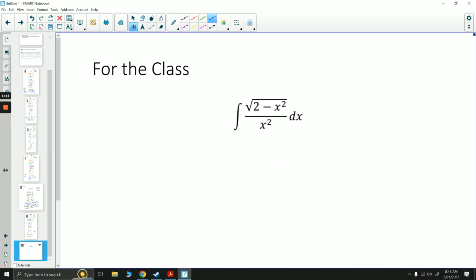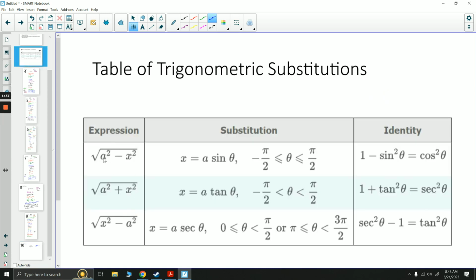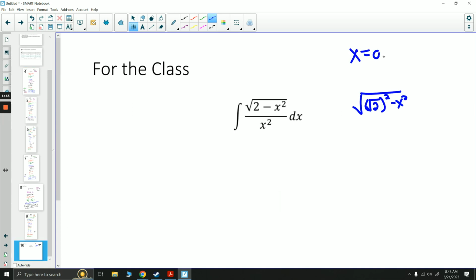So let's first talk about this one. The top here, this square root of 2 minus x squared, that's like saying the square root of the square root of 2 squared minus x squared, if you think about it, right? Because the square root of 2 squared would be 2. So we can write it like that. In that form, we go back here: we have a squared minus x squared. That's a sine theta. So we're going to use x equals a sine theta here. In this case, our a is the square root of 2. So we have x equals the square root of 2 sine theta.